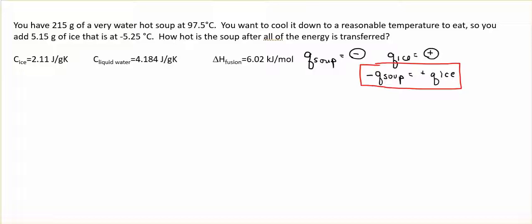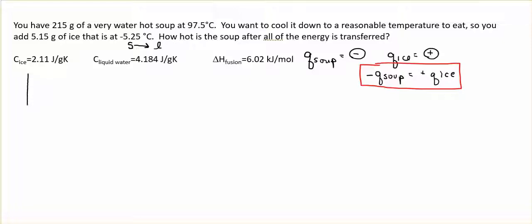Now let's talk about that ice. This is not straightforward. This is not just Q equals MC delta T. The reason is that we're starting with ice at negative 5.25 degrees Celsius, which is a solid. It's going to undergo the phase change to become a liquid. Whenever a substance undergoes this phase change, it's not simple.